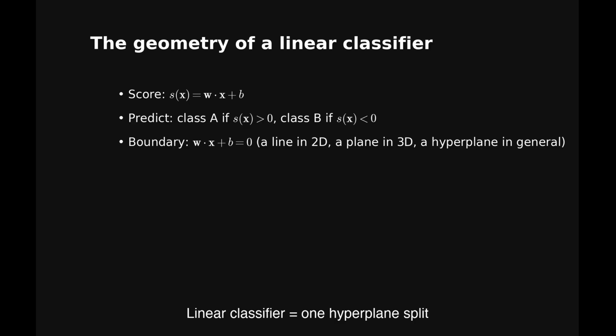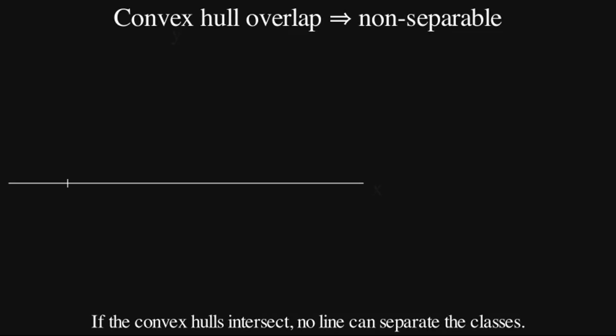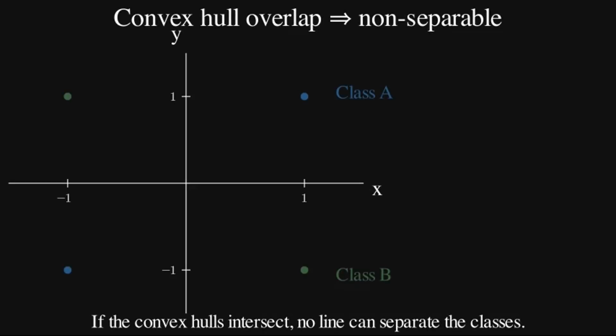Let's make that precise with the simplest linear classifier. Take a weight vector and a bias, compute a score, and predict by its sign. The decision boundary is where the score is 0. That boundary is always a hyperplane. So the question, can a linear classifier solve this, becomes: can one hyperplane split the two classes with no mistakes? XOR answers, no. Here is a clean way to see the impossibility without hand-waving.